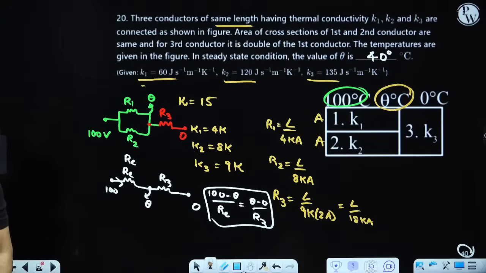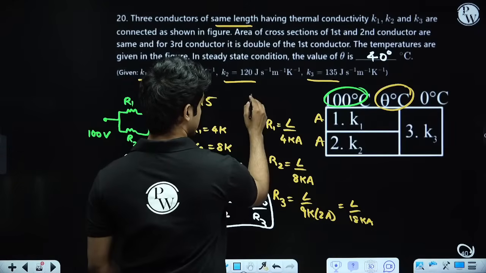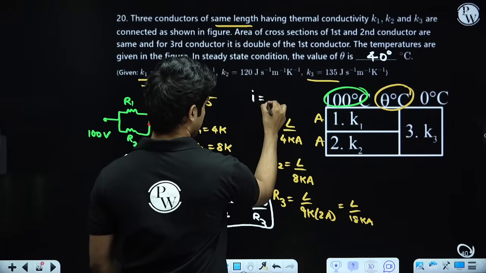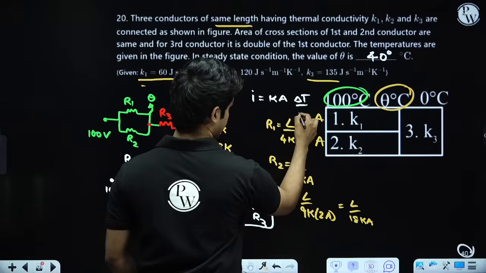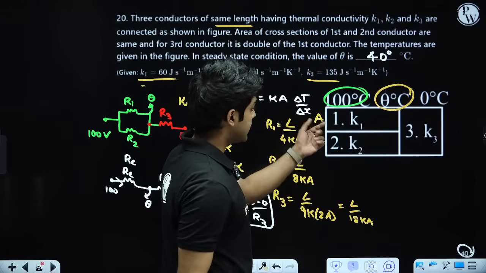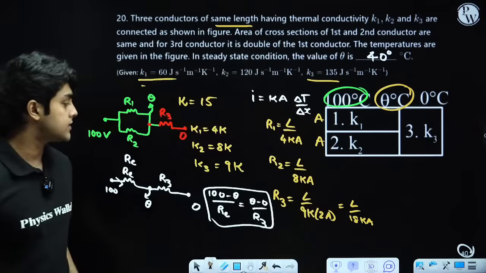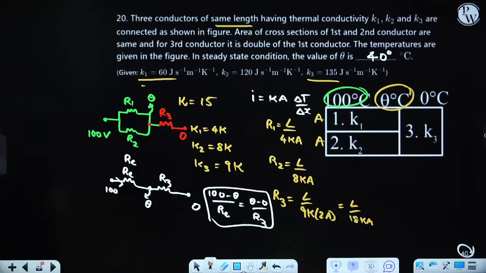Can we use Q by t equals Ka dT by dx? Yeah, that's basically what we are using. But here, instead of the formula you mentioned, we compare the heat current with the current I equals Ka delta T by delta X. This delta X, the length of the rod, we take as L, and Ka we take to the denominator. We call that the thermal resistance, and then it becomes like Ohm's law type.